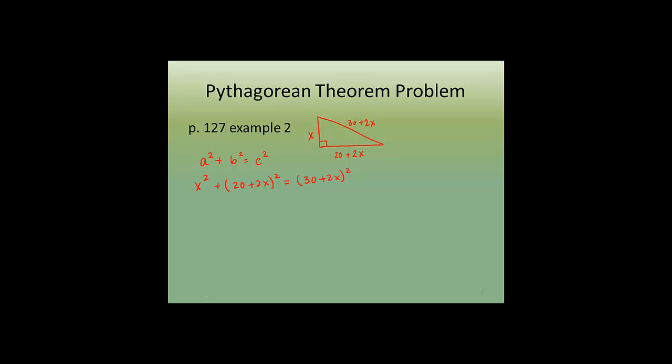I'm going to expand these quantities, giving me x squared plus, I'm going to rearrange it, we're going to get 4x squared plus 80x plus 400 equals 4x squared plus 120x plus 900. If you need to work out how I expanded those binomials, please do that on your own. And next I'm going to move everything over to one side so we can write this in standard form.